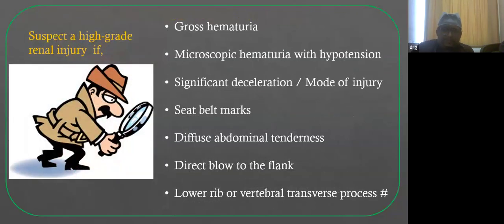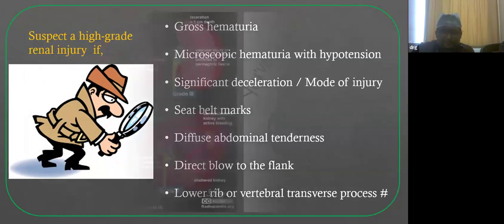So when do we suspect a high-grade renal injury? Whenever there is gross hematuria, microscopic hematuria with hypotension, a significant mode of injury or deceleration, seat belt marks, diffuse abdominal tenderness, a direct blow to the flank, or a lower rib or vertebral transverse process fracture.